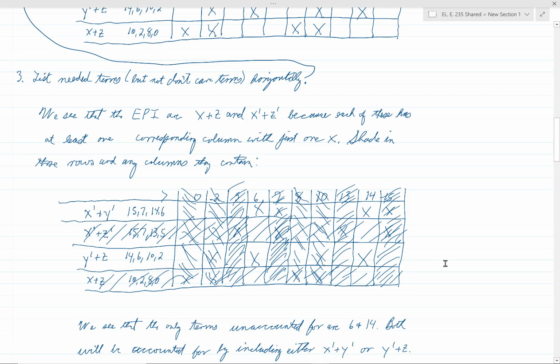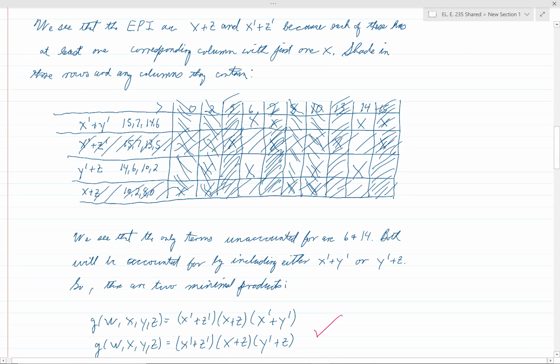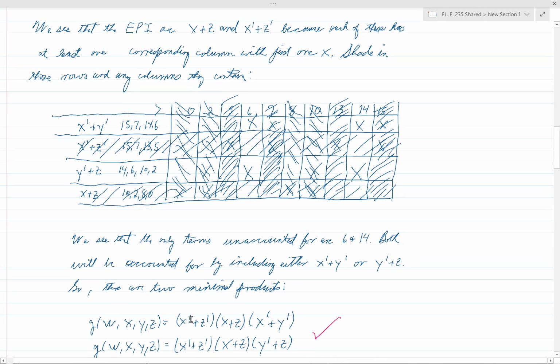Well, after crossing out all that stuff, you can see that there are only 4 X's that are left. We have the 2 X's in the 6 column and the 2 X's in the 14 column. So what that tells us is that X prime or Z prime and X or Z are essential. That alone takes care of all the max terms except for 6 and 14. But of course, we need to take care of those as well.